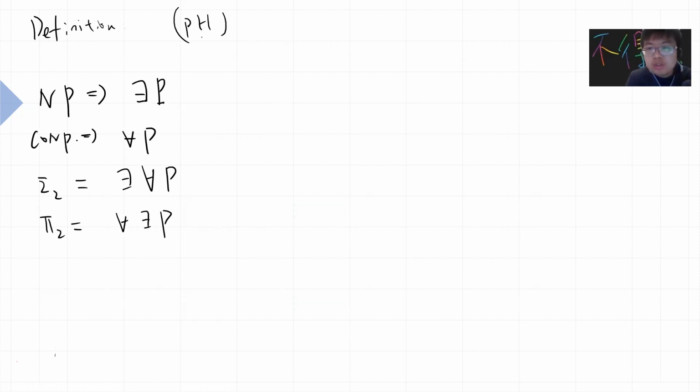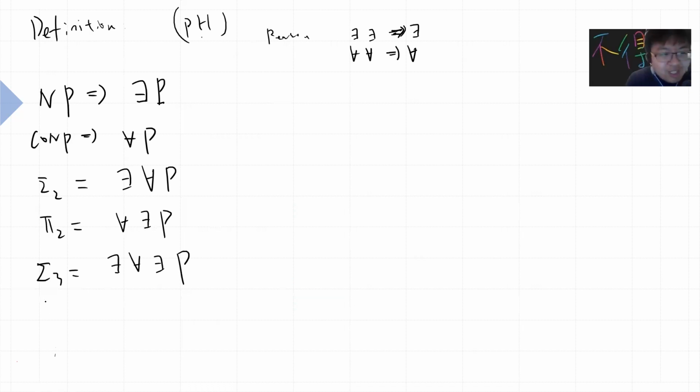Okay, then you can just keep going, right? You can define sigma 3 to be exists for all exists P. And you may wonder why we don't use, like, exists exists for all. The reason is that if you write two exists in a row, you can combine them into a single exists. If you write two for alls, you can combine them into a single for all. Very simple. And you can define pi 3 to be for all exists for all P. Okay.